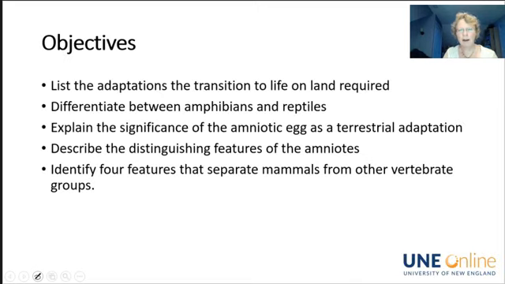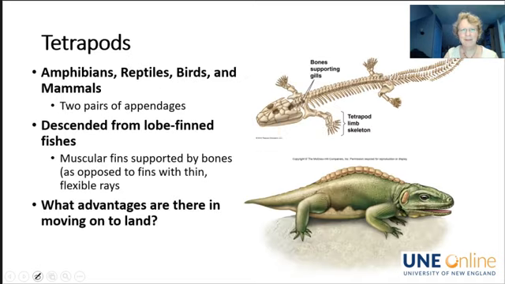We will finish our discussion of the major vertebrate groups by talking about the tetrapods. Fishes are the aquatic vertebrates. The tetrapods are the mostly terrestrial vertebrates. So we will be listing the adaptations that transition to life on land required, differentiating between amphibians and reptiles, explaining the significance of the amniotic egg, describing the distinguishing features of the amniotes, and identifying 4 features that separate mammals from other vertebrate groups. The tetrapods include the amphibians, reptiles, birds, and mammals.